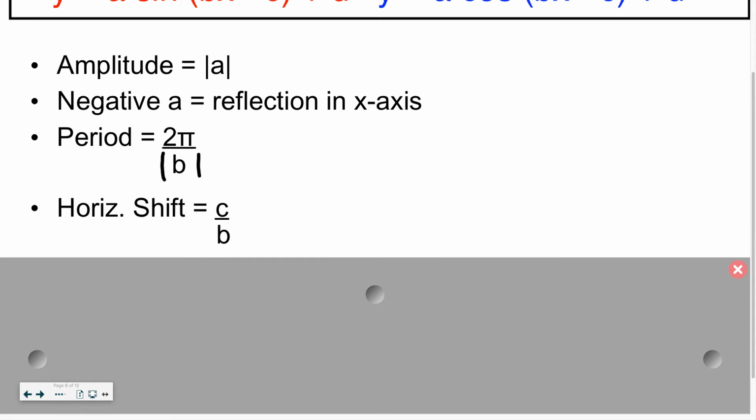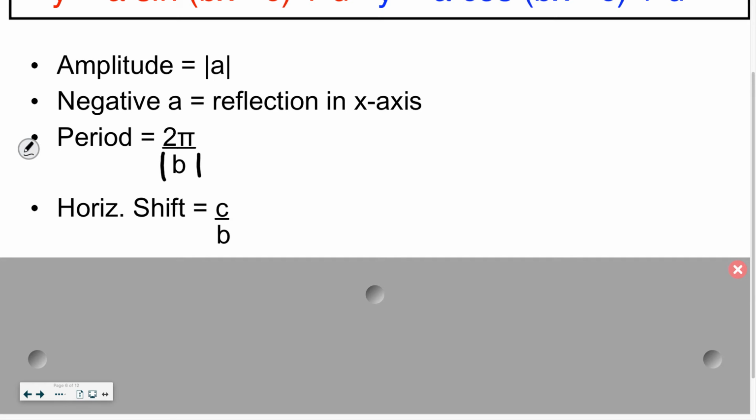Okay, here's that part about C that I was talking about. You have to be careful with C. C is like our H. It's going to help us move left and right. But the one thing you have to be careful of, if B is not equal to 1, you have to factor out the B to really figure out what your left-right movement is.